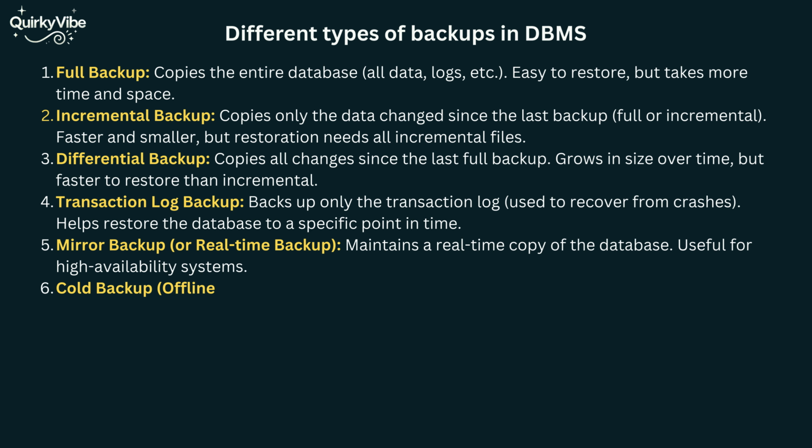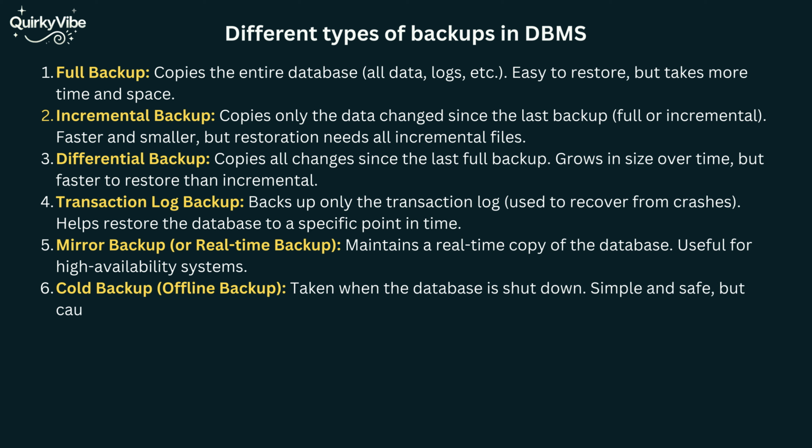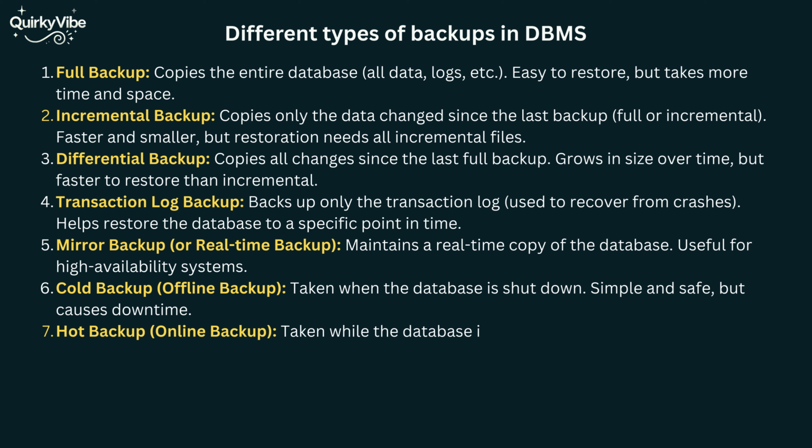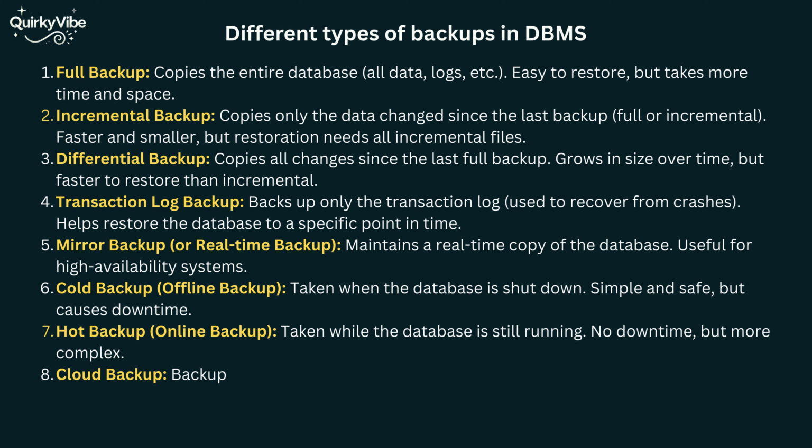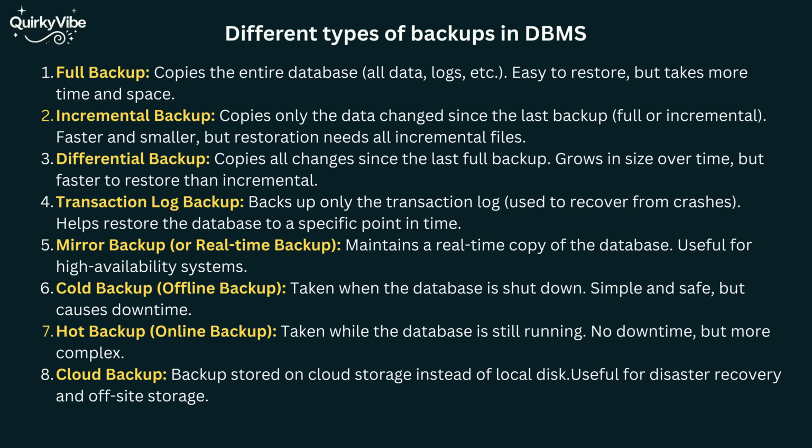Cold backup, or offline backup, is taken when the database is shut down. Simple and safe, but causes downtime. Hot backup, or online backup, is taken while the database is still running. No downtime, but more complex. Cloud backup: backup stored on cloud storage instead of local disk, useful for disaster recovery and off-site storage.